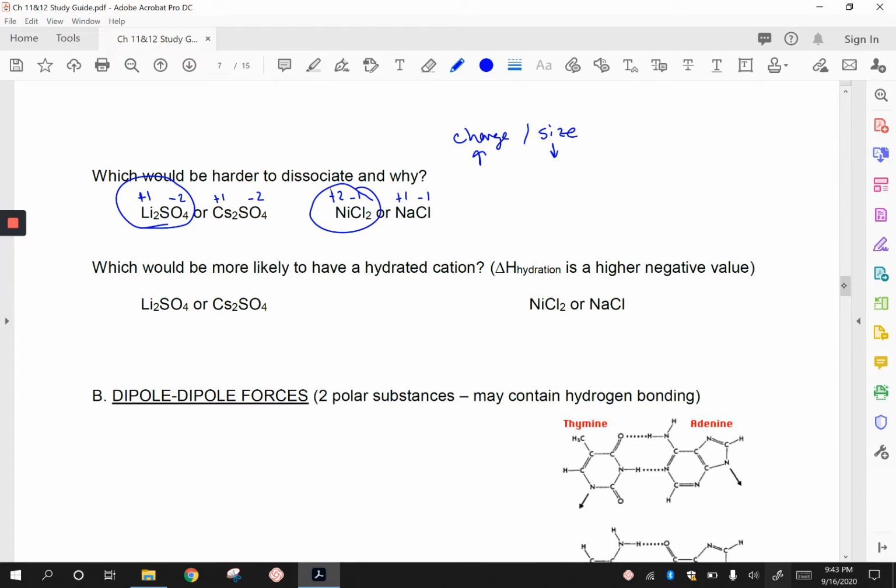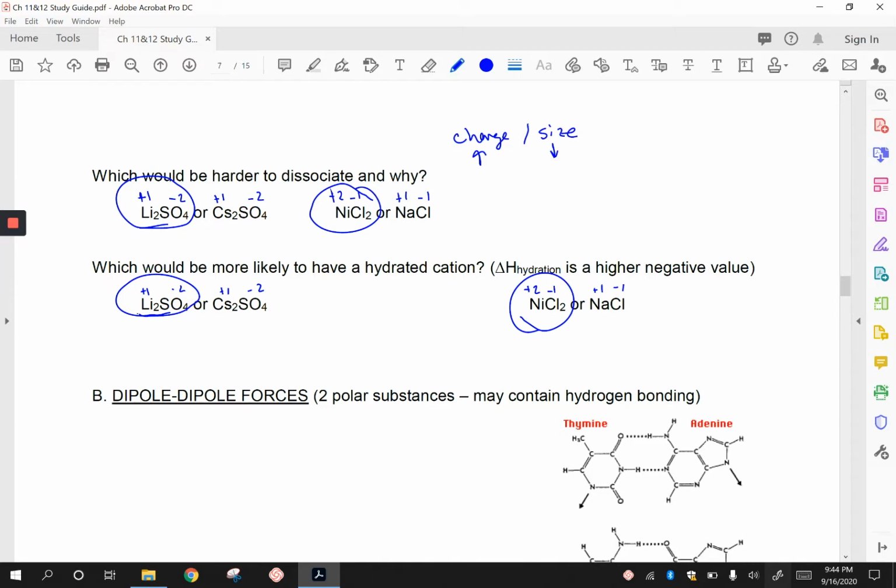So out of these two, we had already said that this is +1, -2, +1, -2, and we said that this has a smaller size, and so this would be easier or more likely to be hydrated, right? More favorable to be surrounded by water. Between those two, we said this is +2 and -1, +1 and -1, and so this has higher charges, and so can attract those water particles more, and you have a more favorable hydration.